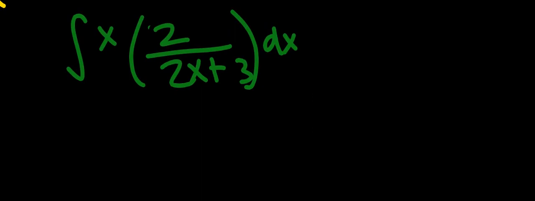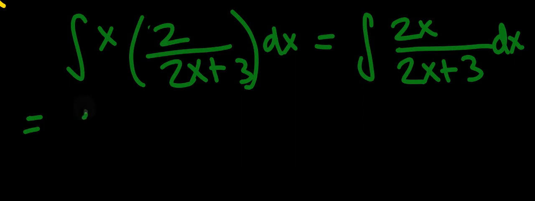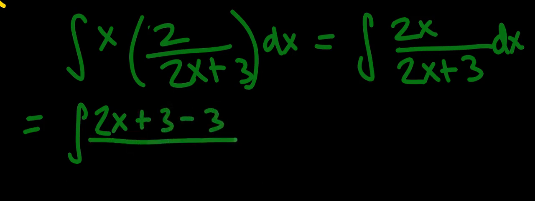So this is equal to the integral of 2x over 2x plus 3 dx, right? And now we're going to use some algebraic manipulation to make it easier. So if I do 2x plus 3 minus 3 over 2x plus 3 dx, this would be the same, right? Because 2x plus 3 minus 3 is equal to 2x. So I'm going to use that because that way I can separate it into two different integrals.